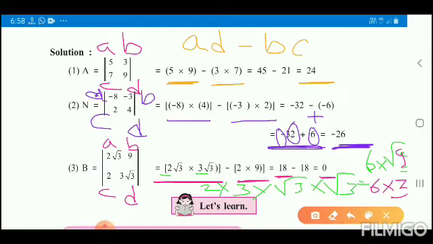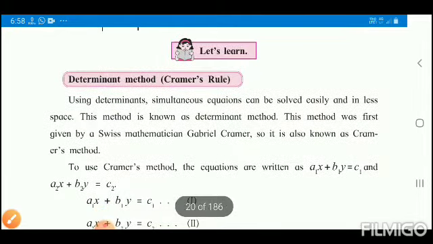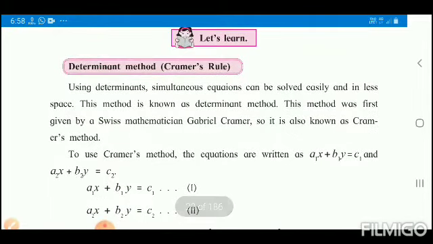This determinant we are using to solve the examples by Cramer's rule. Now let us learn the determinant method or the Cramer's rule. Using determinants, simultaneous equations can be solved easily and in less space. This method is known as the determinant method.